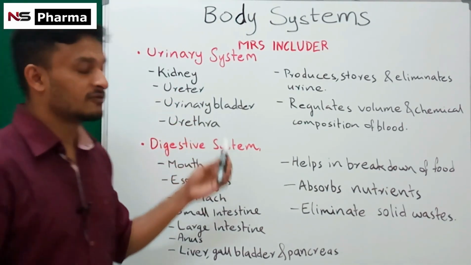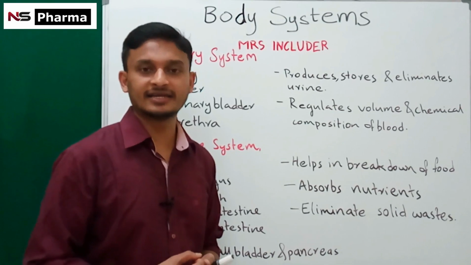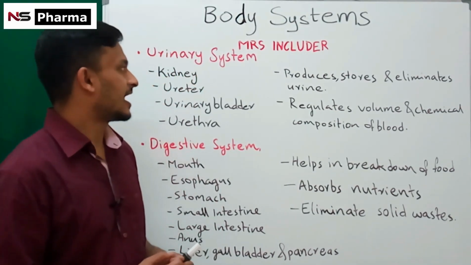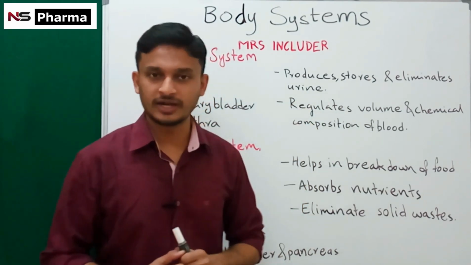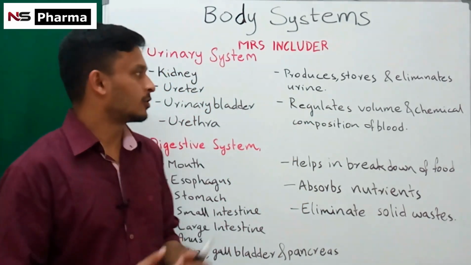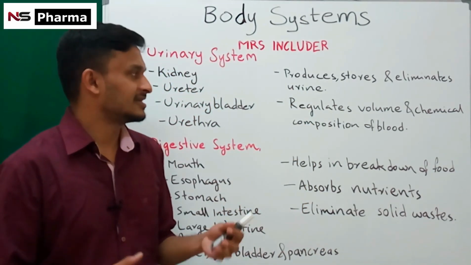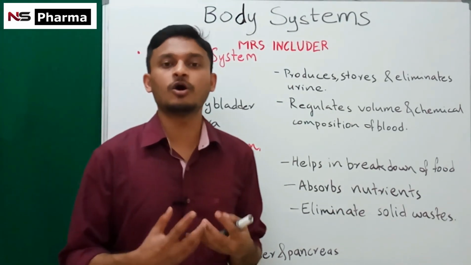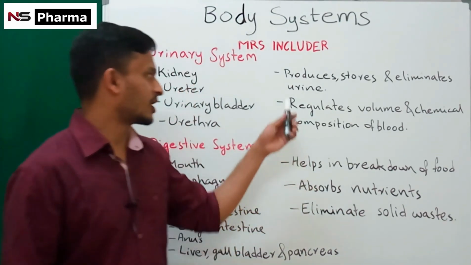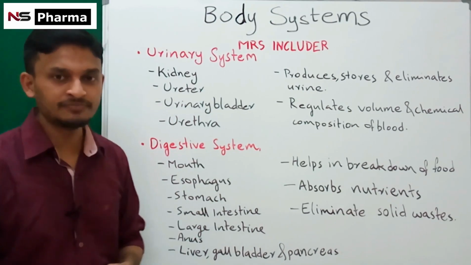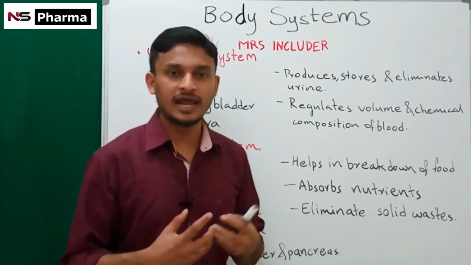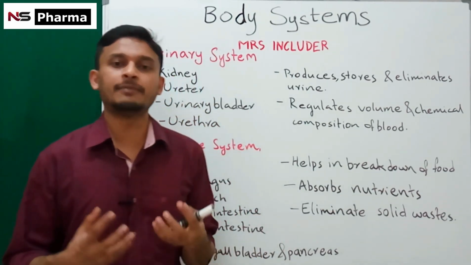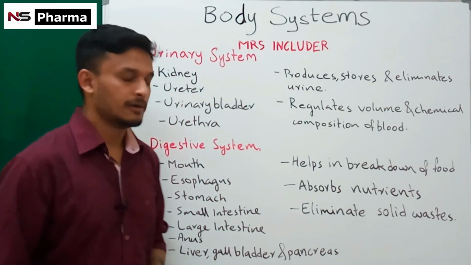Next we will see the functions of the urinary system. The functions are, it produces, stores and eliminates urine. It produces the urine, stores the urine and also helps in elimination of the urine. This is one of the main functions of the urinary system. The second function of the urinary system is it regulates the volume and also the chemical composition of blood.